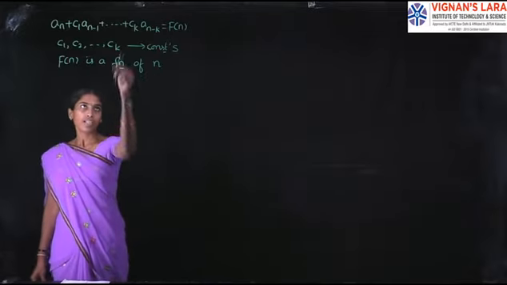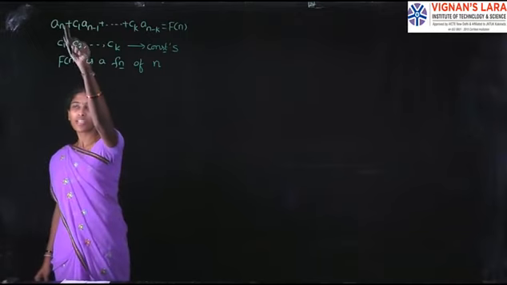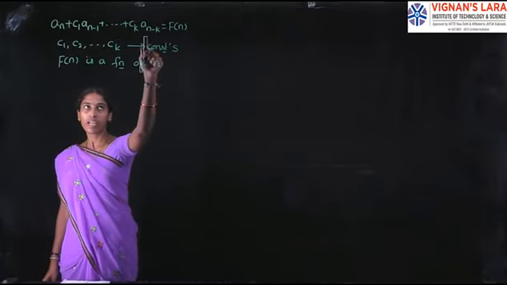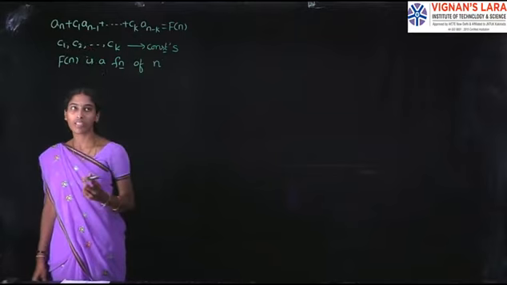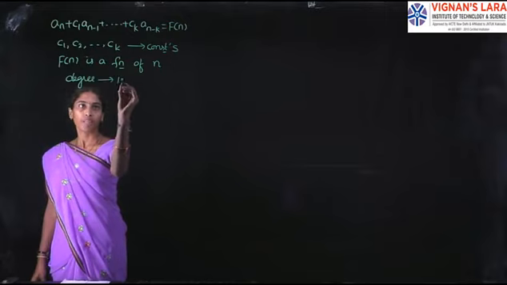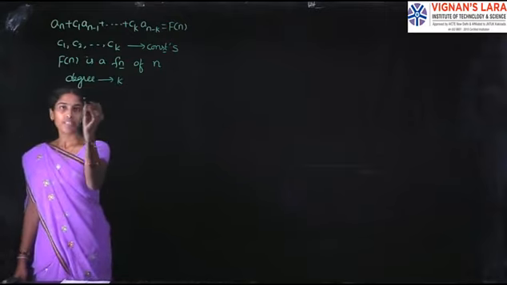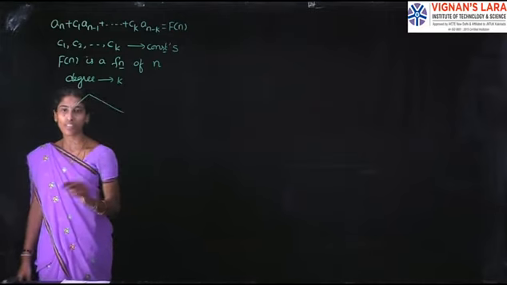This recurrence relation is of degree k. How can we calculate its degree? The highest suffix term is a_n and the lowest suffix term which involves a is a_(n-k). Its difference is n minus (n minus k), so the degree is k.